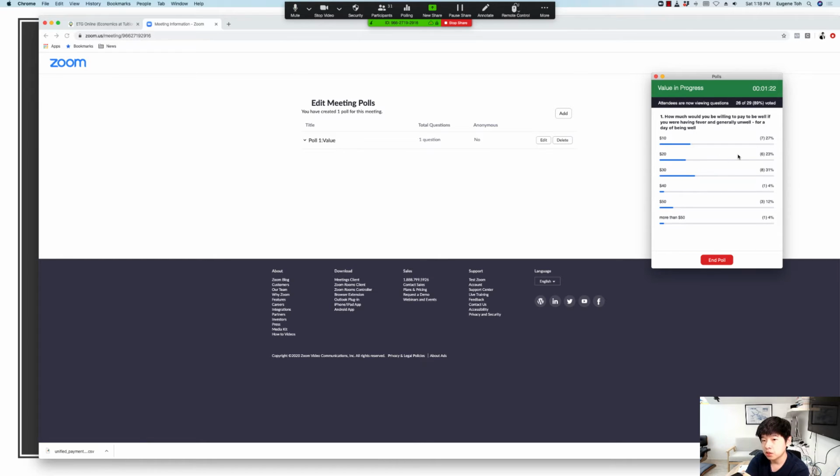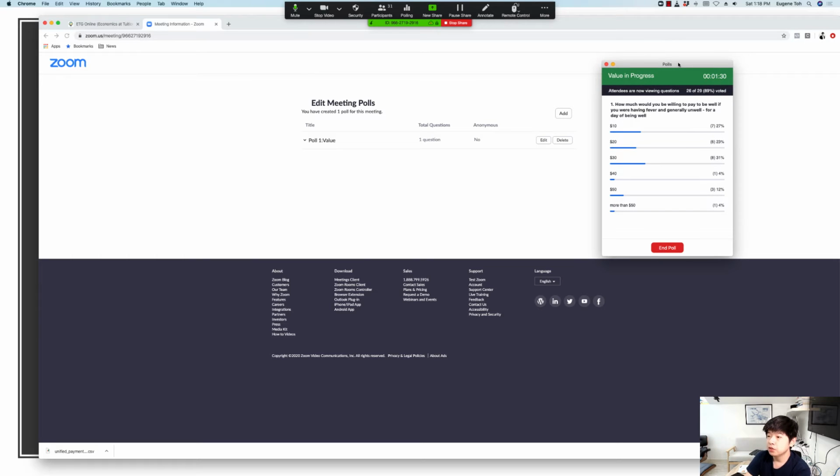Okay, let's take the majority vote. The majority vote is that you're willing to pay $30 to be well. Generally speaking, a course of flu infection with the most heavy symptoms typically lasts about 4 days. So if you are willing to pay $30 for each day of being well, that means you value your wellness at a total of $30 times 4, $120. So you value your wellness at $120.